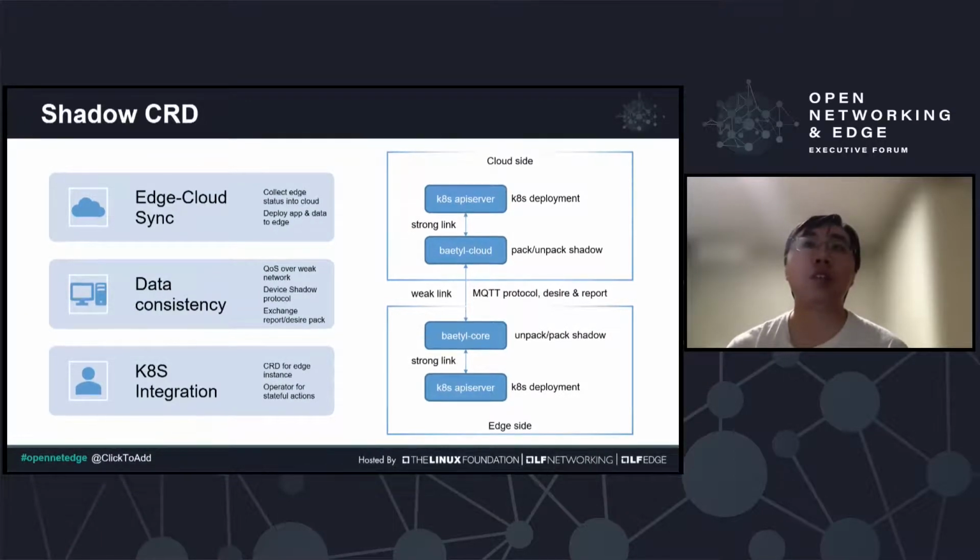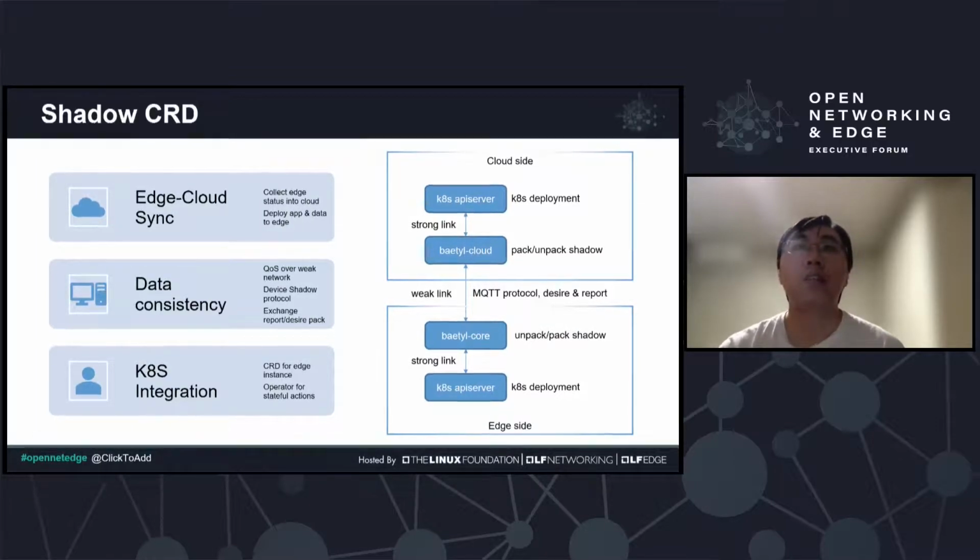In the picture on the right, we show the typical edge cloud synchronization process. First, the Beetle Cloud connects to the Kubernetes API server in the cloud, obtains the deployment resource, and packs them into a shadow object we call the desire object, and then sends the desire shadow object to the edge through the MQTT protocol. The MQTT protocol itself includes capabilities such as error checking and network retransmissions, and fulfills the quality of service. By using the MQTT protocol, the desired shadow object will successfully be transmitted to the edge side.